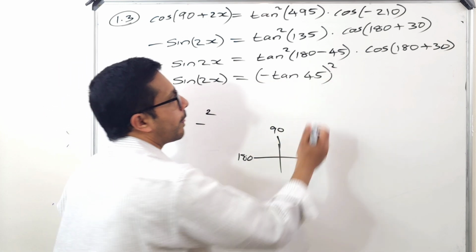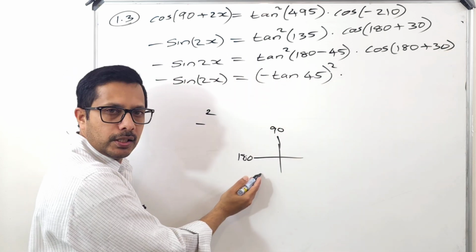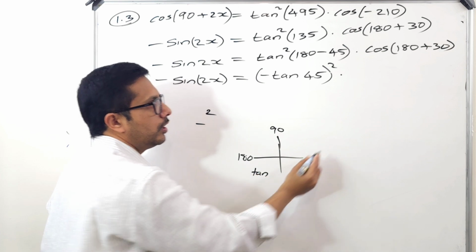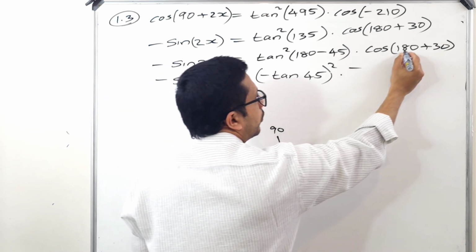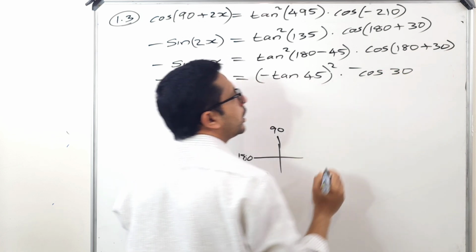Then this is cos of 180 plus 30. 180 plus 30 is in the third quadrant. In the third quadrant, what is positive? Tan is positive. Here what? Cos. So it is negative. Am I right? No change in the trigonometry. So it is minus cos 30.